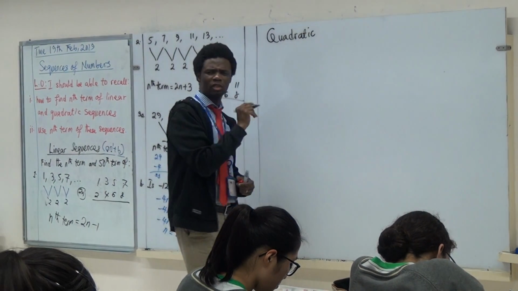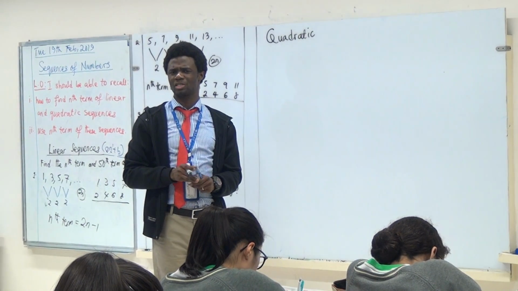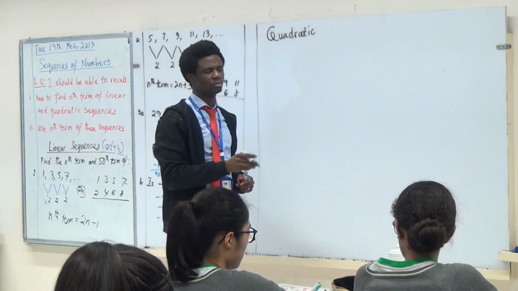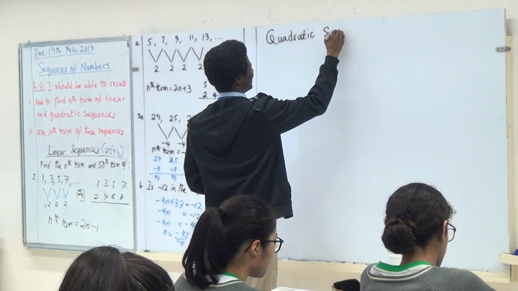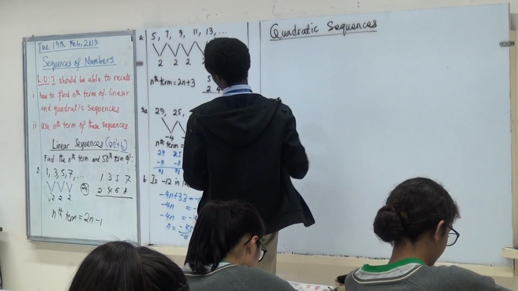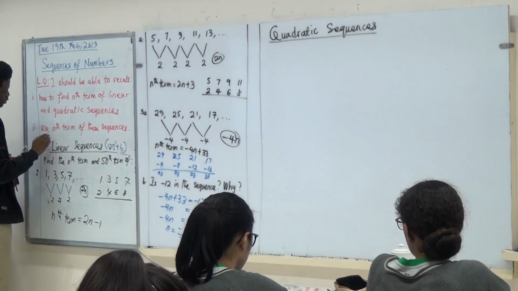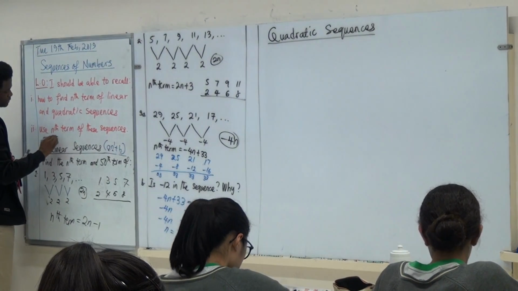I'm sure this was done in Form 2. It's not in the Form 1 curriculum. Did you remember this in Form 2? Okay, quadratic sequences. By the way, if you check the paper, another name for linear sequence is arithmetic sequence. I wrote all that in the paper already.